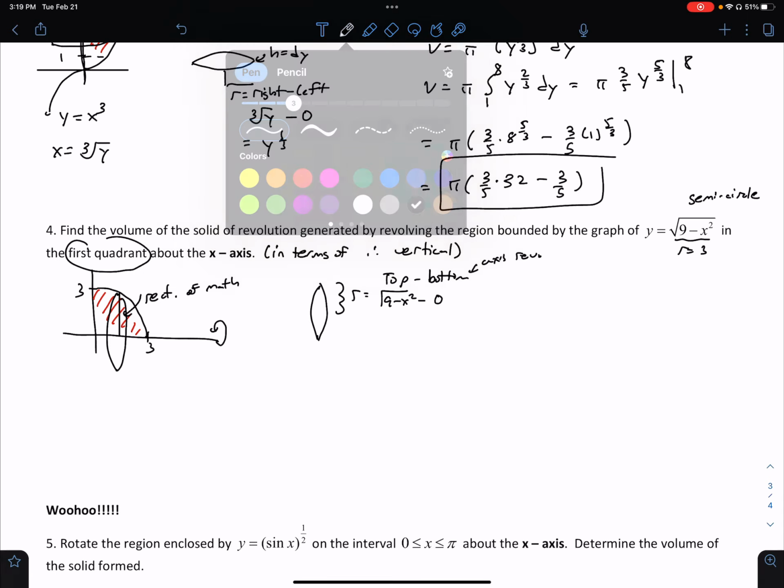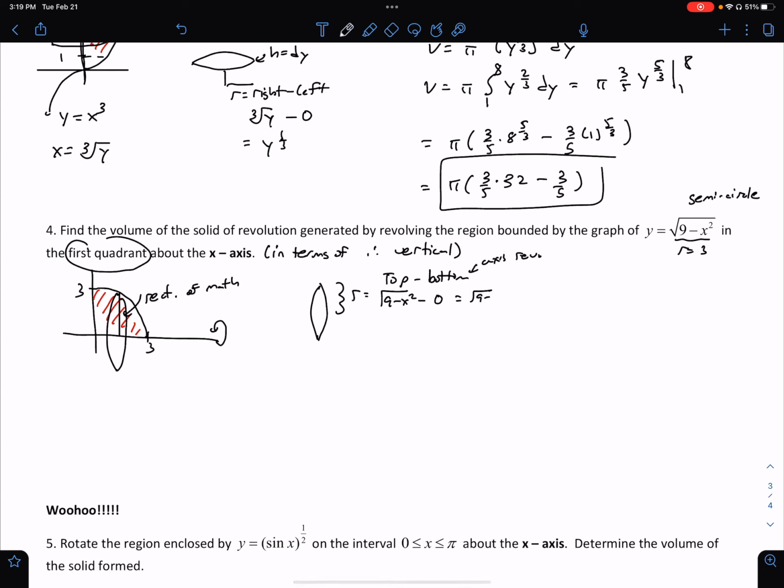So if we simplify this, we get the square root of 9 minus x squared, and now we're going to get the height. But remember, the height is just going to be dx this time because we're in terms of x. So I write it out. Volume, we're using pi r squared h. Plugging it in, we get pi. If I square the square root of 9 minus x squared, dx, we just get pi times 9 minus x squared dx. Remember, height is just the dx right there.